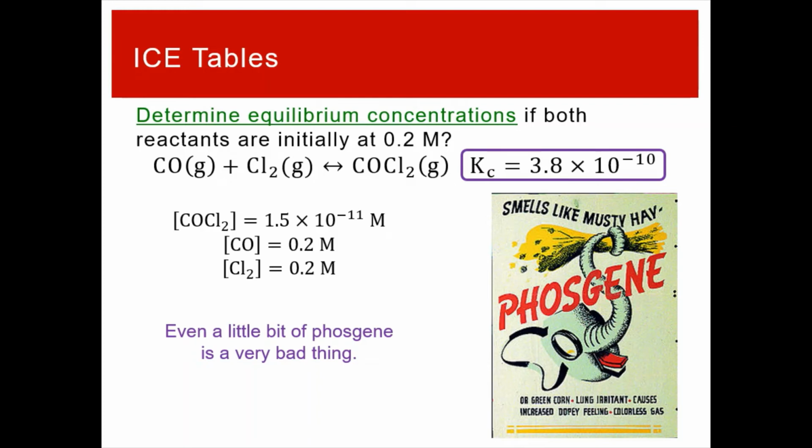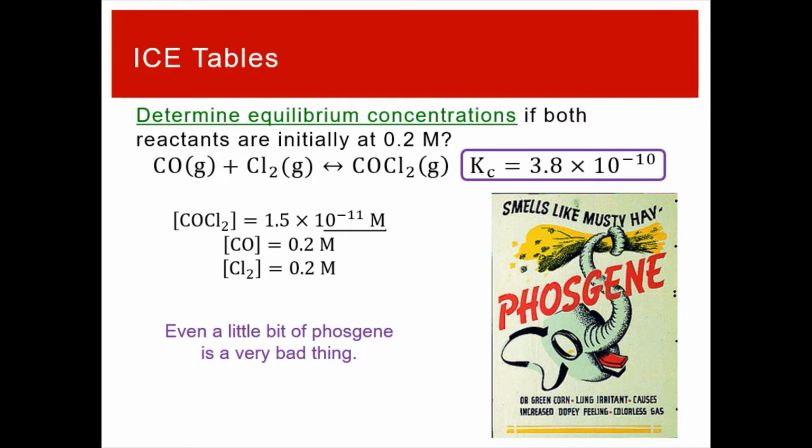So we see with a really small value for Kc, right, 10 to the negative 10th, this is a very reactant-favored equilibrium. Basically, if you mix CO and Cl2, not much CoCl2 is made, right? You don't really get a lot of it. Very little of it is there. Your concentration, you can see here, is tiny, 10 to the negative 11 molar.